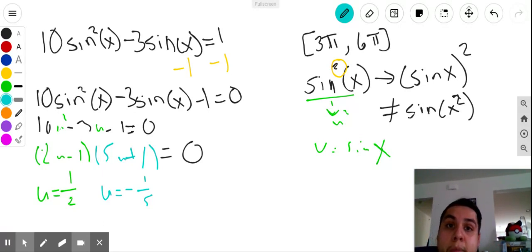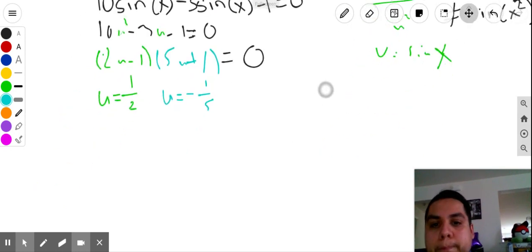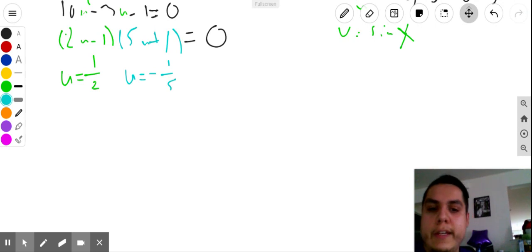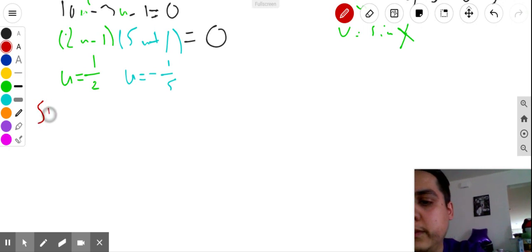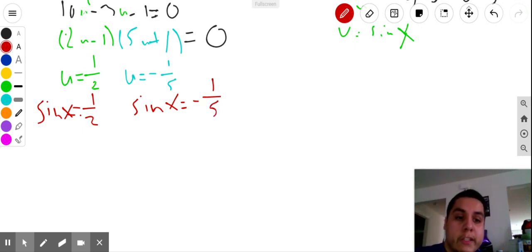So now we can go back and do our substitution. We're not using u, we're using sine of x. So let's do it. Let's hope this doesn't freeze on me like last time and I do it all over again. So sine x should equal 1/2. Sine x equals negative 1/5. By this point, sine of x equals 1/2 should not take you very much effort to solve.